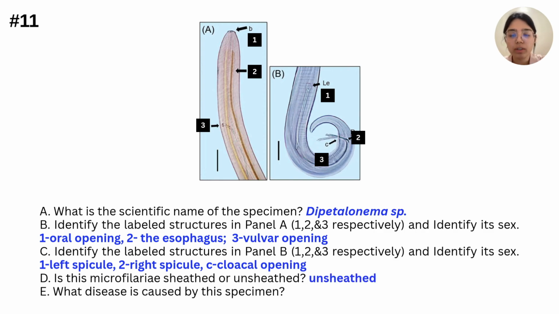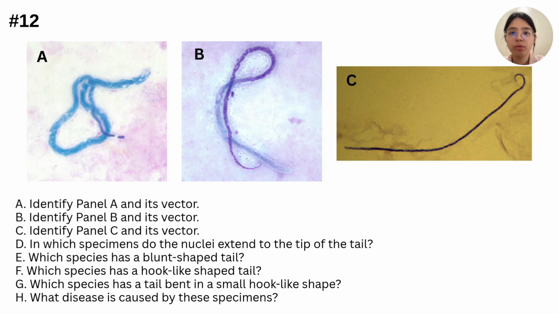The microfilariae that we see here are unsheathed, which helps us differentiate this specimen from other filarial worms such as Loa loa. Infection with this parasite causes mansonellosis, a usually mild filarial disease that can affect subcutaneous tissue or body cavities depending on the species. Next, we move on to question number 12.